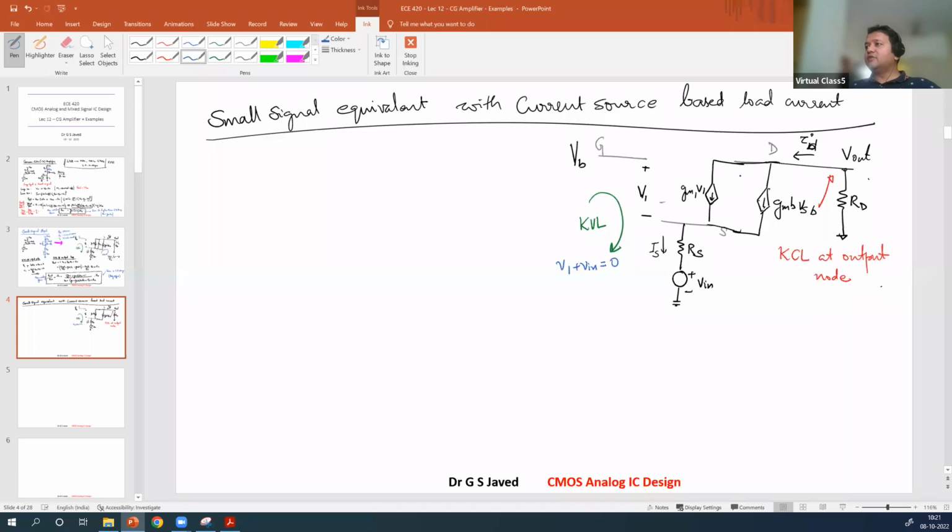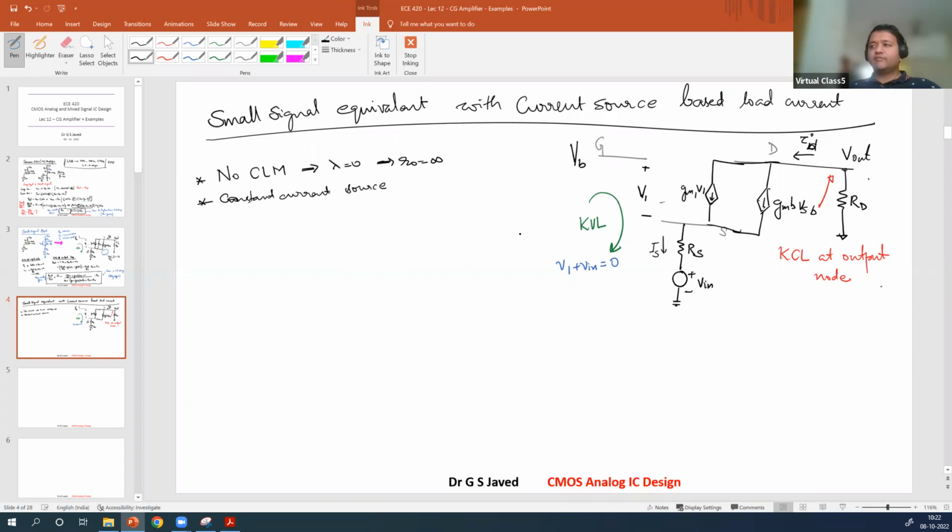One other factor which I wanted to tell you was the absence of channel length modulation. No CLM. No channel length modulation. This implies lambda is 0. This implies R0 is infinity, right? Another factor is constant current source at the top node.